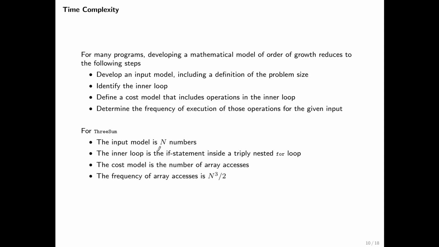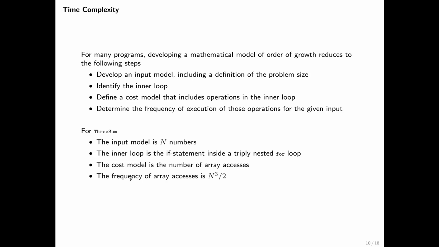So for the threesome program, what do these things correspond to? The input model is simply a collection of n numbers. That was your input, and the input size is simply capital N. And what is the inner loop? The inner loop is simply the if statement that sits inside of a triply nested for loop. You just have to go back to the code, and you'll see that the inner loop is simply the if statement that is buried inside of the innermost loop. And what is the cost model here? The cost model for the threesome program is simply the number of times you access the array A in that inner loop.